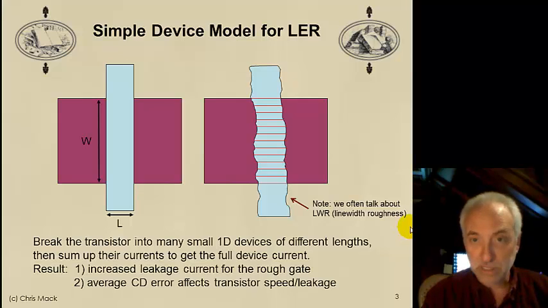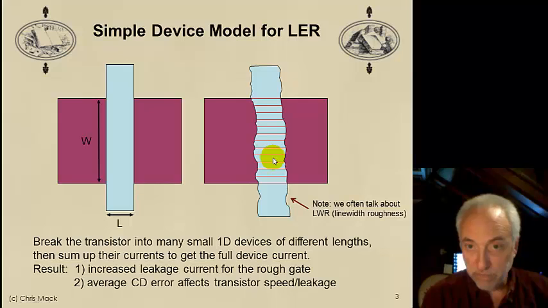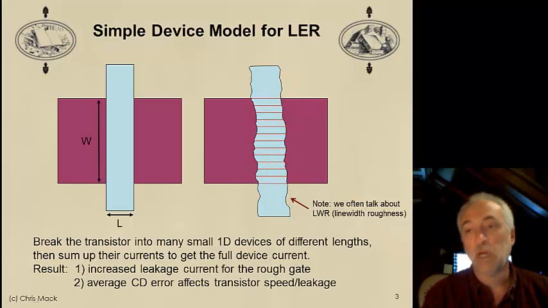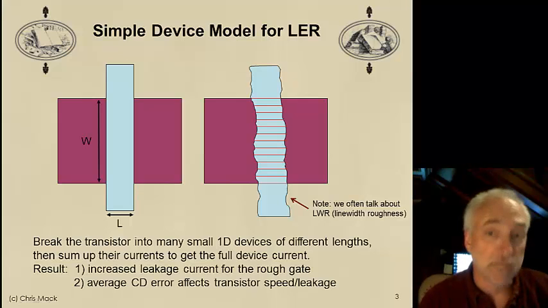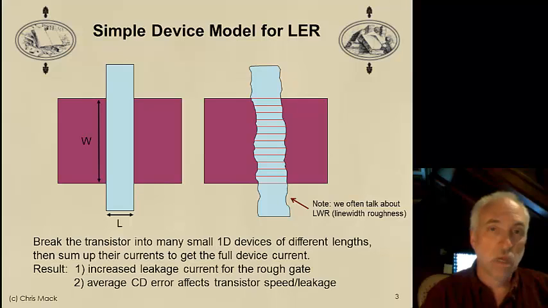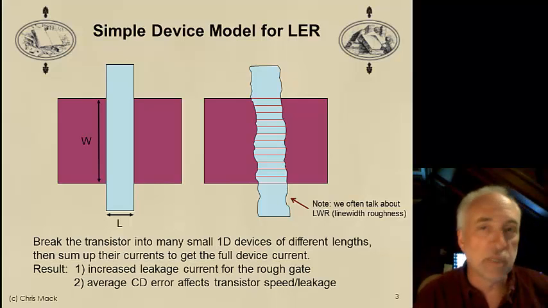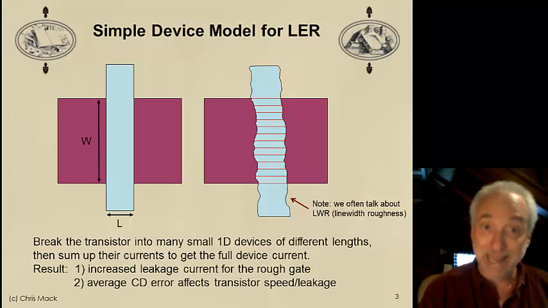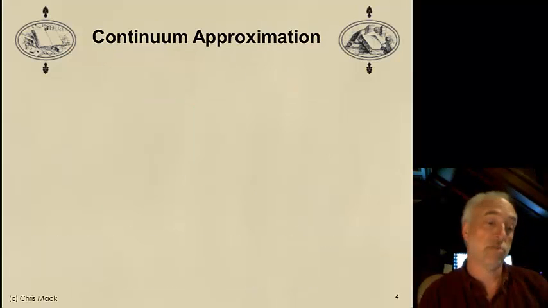You might also notice that the centroid, the center position of this line, is varying with position, so there's actually a center position roughness at work as well. All right, well, we have at least a little bit of an idea of why line edge roughness might be something to worry about. Now, what causes line edge roughness?